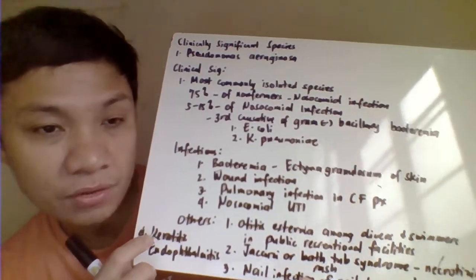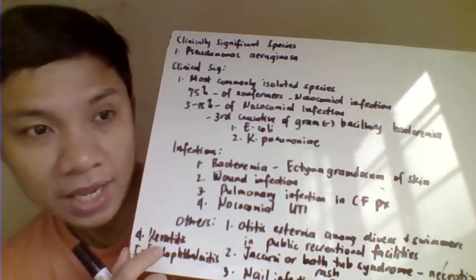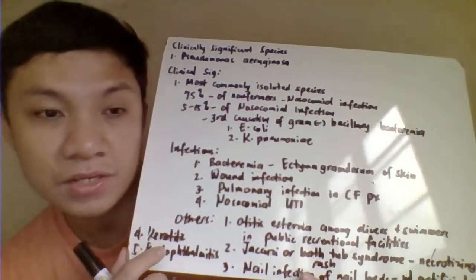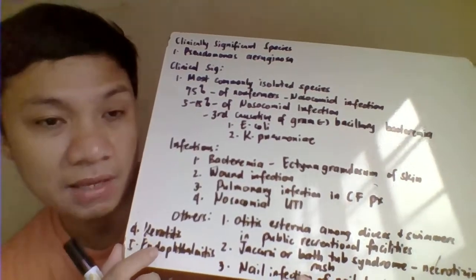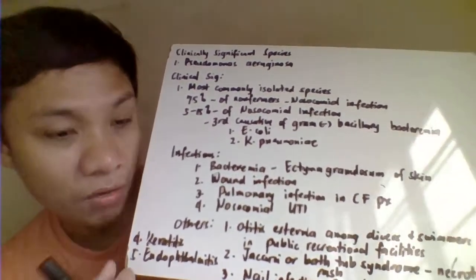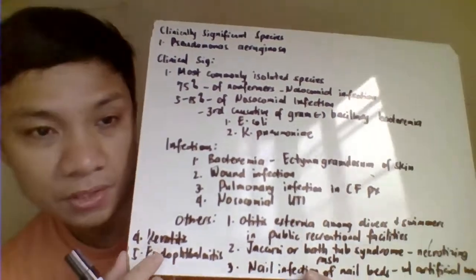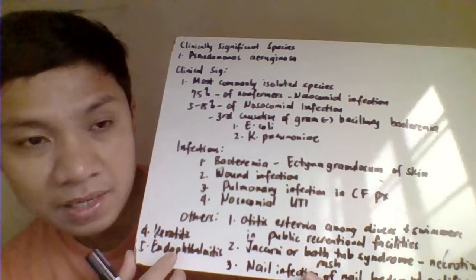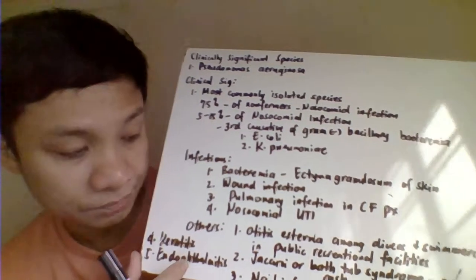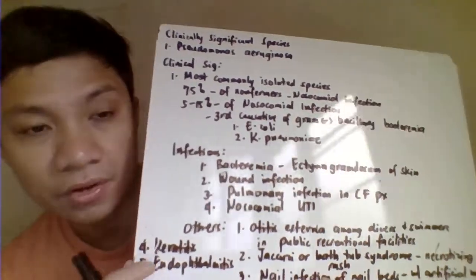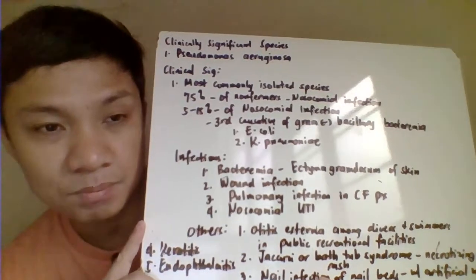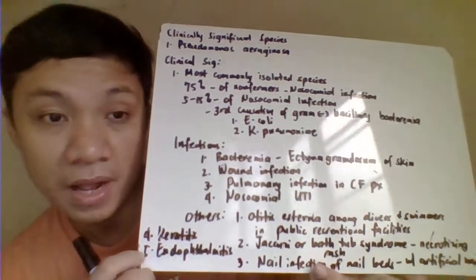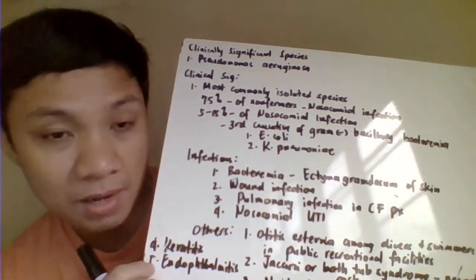It also causes other infections like otitis externa, which is very common among those swimming in recreational facilities, especially public facilities like swimming pools. It also causes jacuzzi or bathtub syndrome, characterized by a necrotizing skin infection. Another one is nail infection, especially of the nail beds of those with artificial nails. It also causes some eye infections, keratitis and endophthalmitis.